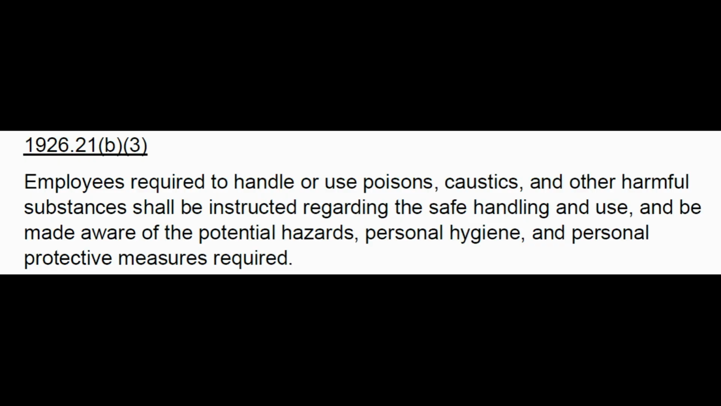1926.21(b)(3). Employees required to handle or use poisons, caustics, or other harmful substances shall be instructed regarding the safe handling and use and be made aware of the potential hazards, personal hygiene, and personal protective measures required.